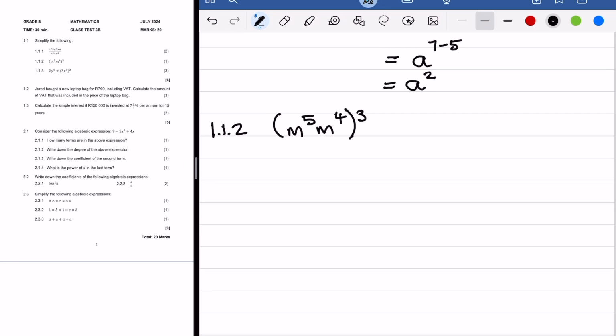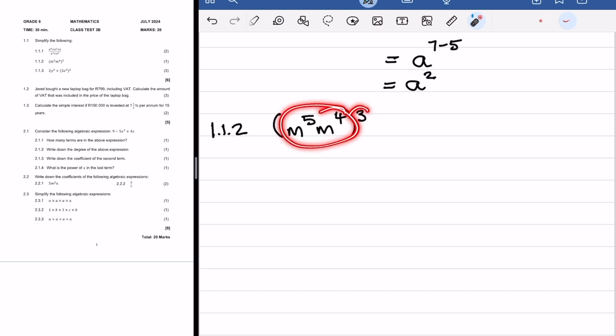1.1.2, m to the power 5, m to the power 4 in brackets, and all of this is raised to the power of 3. So we have a product in the brackets because m to the power 5, m to the power 4 is of course a product, because between them we have a multiplication happening between these two, what we call factors. So m to the power 5 and m to the power 4 are being multiplied. They are factors of this product, and this product is being raised to a power of 3.